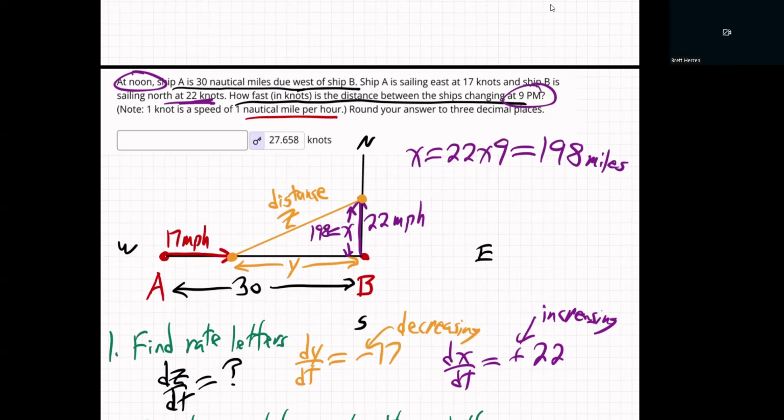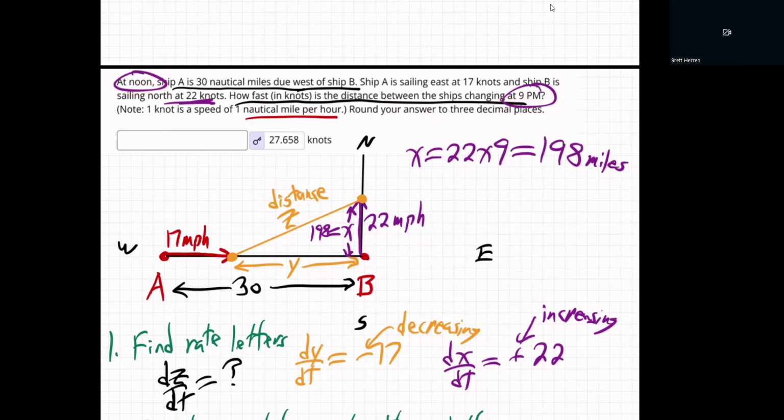So that ship has gone 100. Yeah, don't confuse the 20. The 22 is its speed. It's going up at 22 miles per hour, but it's gone a total of 198 miles north in the 9 hours from noon to 9. And what is Y now?